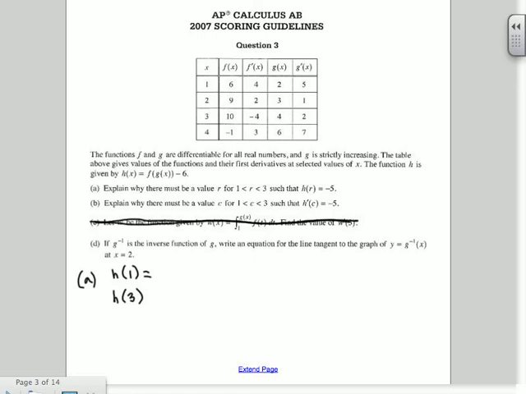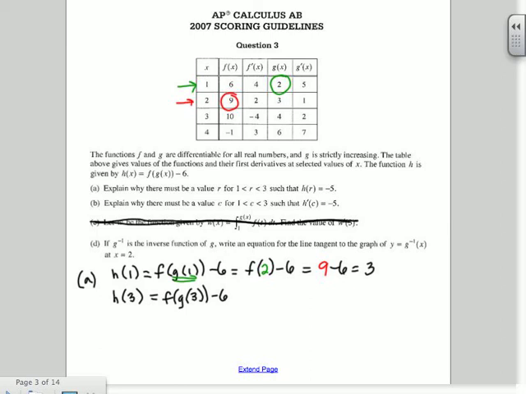So h of 1 would be f of g of 1 minus 6. Work from the inside out. Looking at x is 1, g of 1 is 2, minus 6. f of 2 is 9. So 9 minus 6 is 3. And then h of 3 is f of g of 3 minus 6, so follow the same pattern. g of 3 was 4, so I have f of 4 minus 6. f of 4 is -1, so -1 minus 6 is -7.